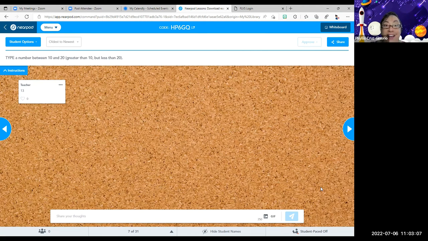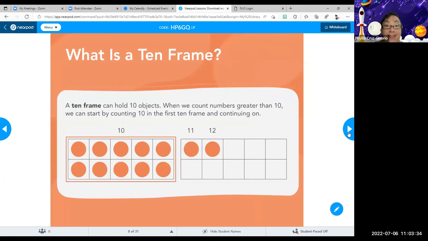Let's keep going. 11, 12, 13, 14, 15, 16, 17, 18, 19, 20. That's it. So the numbers from 11 up to 19, you have to pick one of those. That's between 10 and 20, right? All right. So pick a number, any number, write it down. I'd like to see what number you choose. Remember, it has to have 2 digits. It has to have a 10, 1 ten, and some baby ones left over.